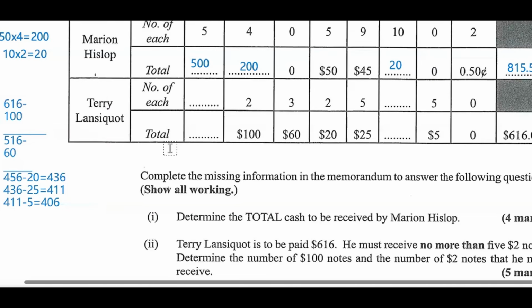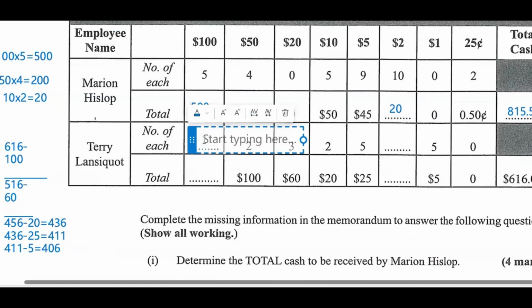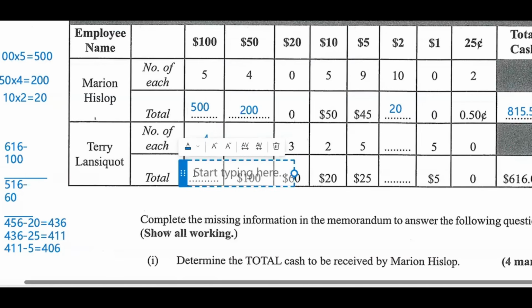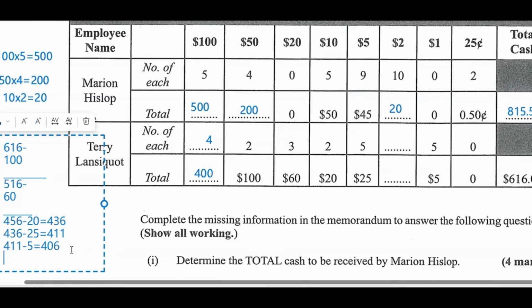Okay, so if it's 406, how much $100 will we have to pay him? It will be 4. Total here will be 400, right? So 406 minus 400, we remain with $6 we have to pay.